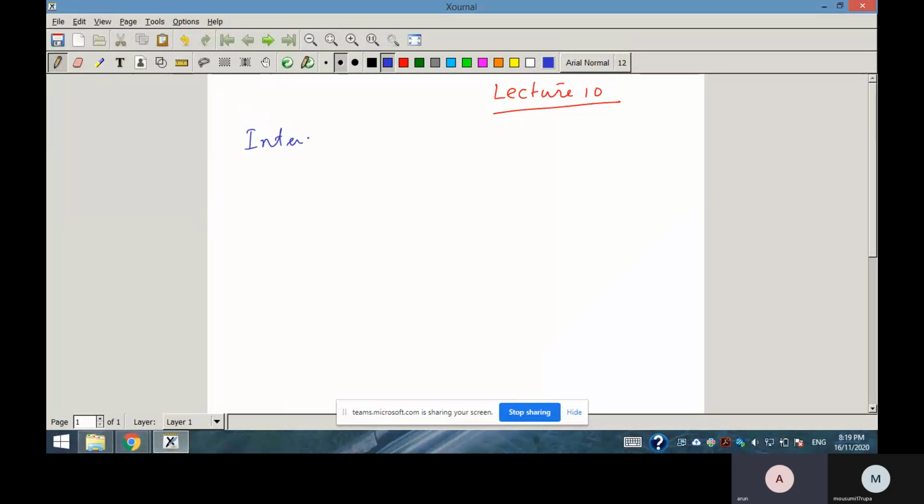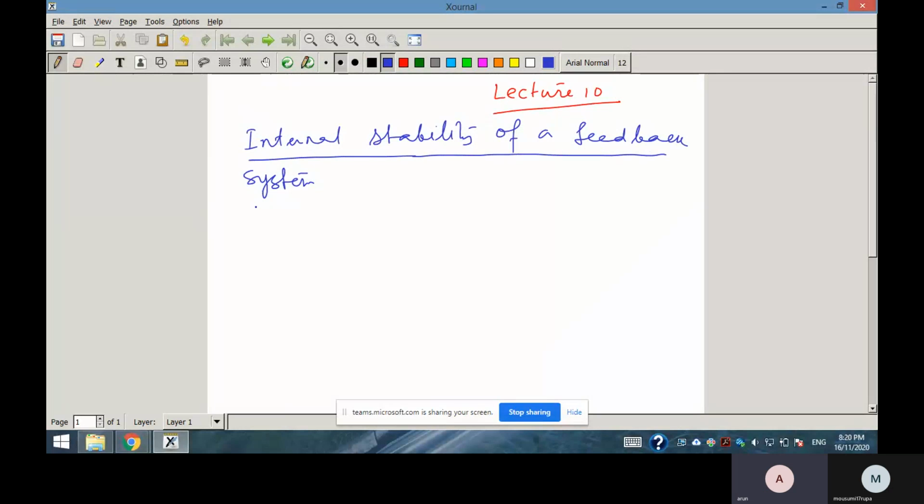Internal stability of a feedback system. This is very important when you design a controller for an unstable and/or non-minimum phase system.